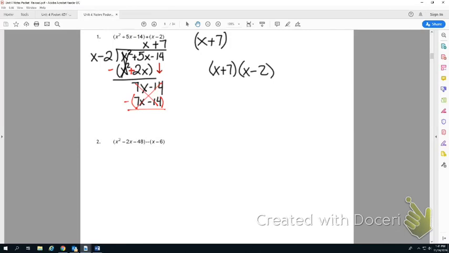Those cancel out. And then you subtract it. And it's negative 2x plus 6x. Then you bring down. We have this, you times this, and then divide negative.